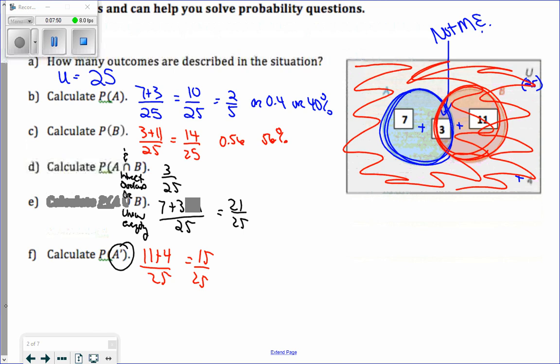So in set theory, the question was, the number of elements outside of A. So the answer would just be 11 plus 4. When we use probability, probability just means put it over the total. It's just that one extra piece to the question.